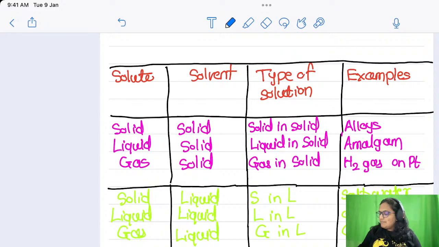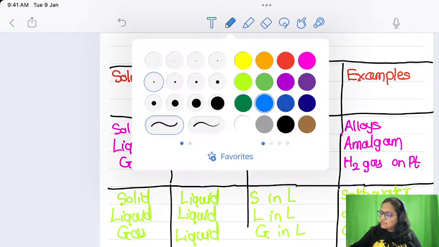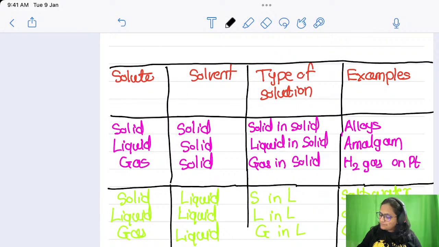Okay, air is the mixture of gases, mixture of different gases, right? So these are the examples for the different types of the solutions. On the basis of what? On the basis of the physical state of the solute and solvent. You guys can just take a screenshot of this page. The classification of solutions. Just take a screenshot of this page.